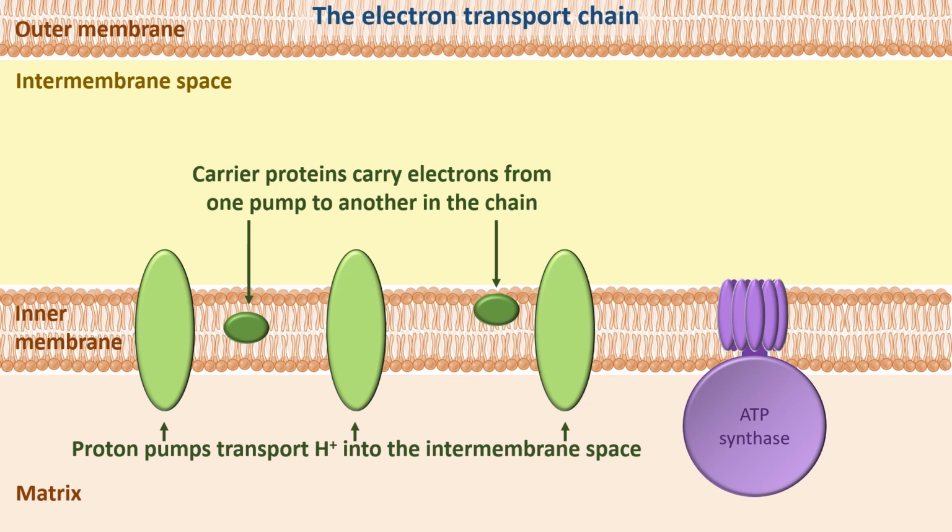Between them, the darker green small blobs, we've got carrier proteins. These carrier proteins basically perform the simple function of enabling the electrons that we're going to put in here in a minute to move from one proton pump to another along the chain. They're really just there to facilitate the electrons' movement.